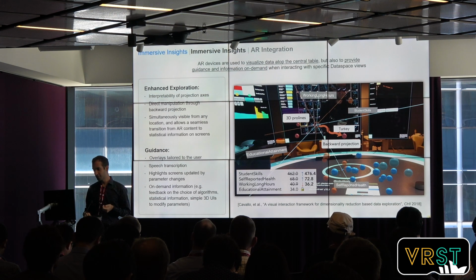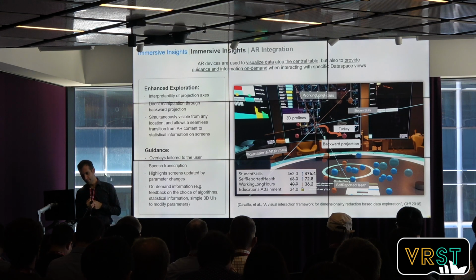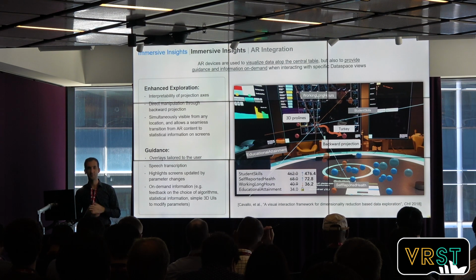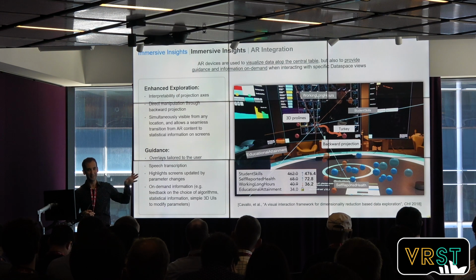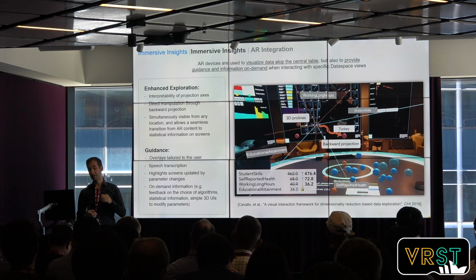At the same time, we also try to have something more like information on demand and provide guidance to where you are. And we have speech transcription. When you look at a screen or you're about to perform an operation, before you do that operation, it tells you what's going to happen in AR. Generally, there are too many things that you would like to show on those TV screens, but you don't have enough space. So when a person goes next to a screen, they can get some feedback on the choice of the algorithms or some additional statistical information.